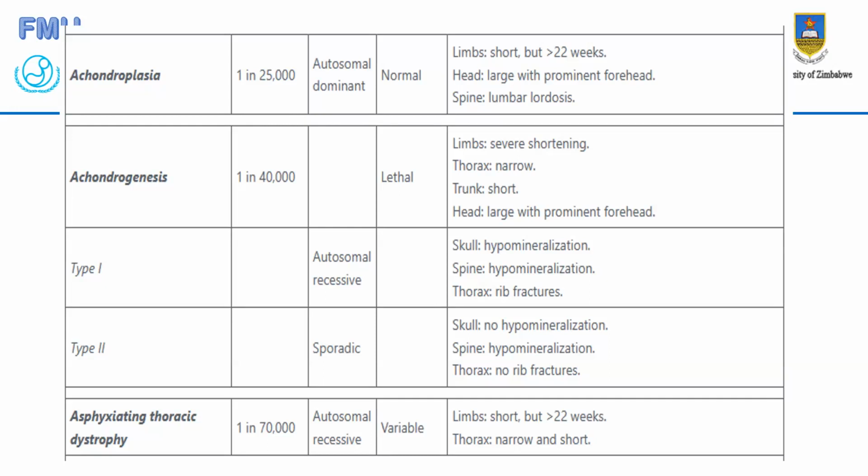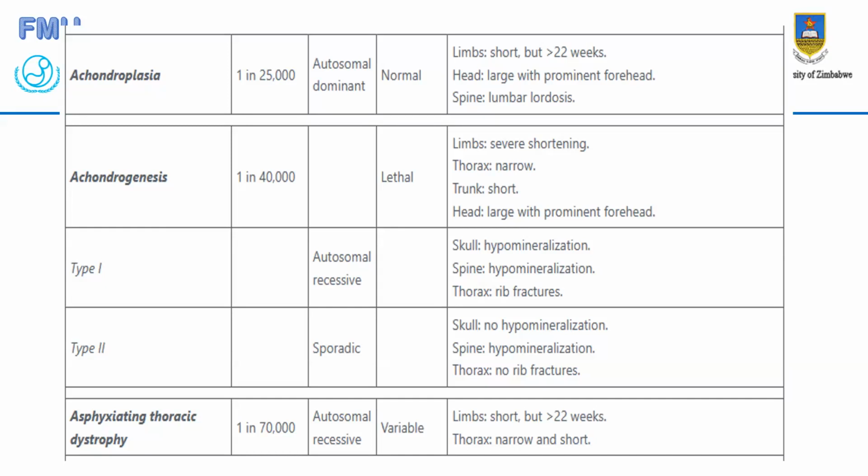The thorax is narrow, the trunk is short, the head is large with a prominent forehead. It looks more or less similar to achondroplasia, but the chest is very narrow here. And the limbs are extremely, extremely short. This is what makes this condition lethal, especially the very narrow thorax, because there will be underlying pulmonary hypoplasia.